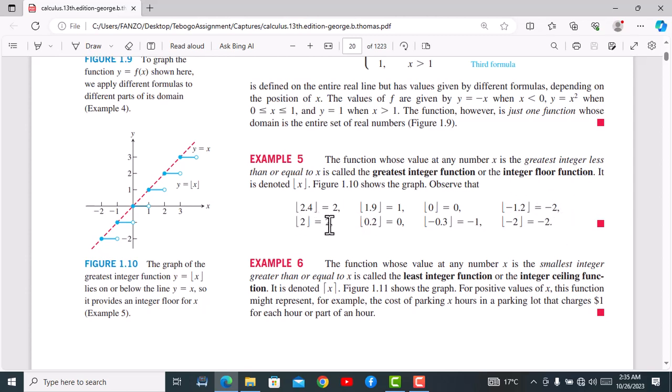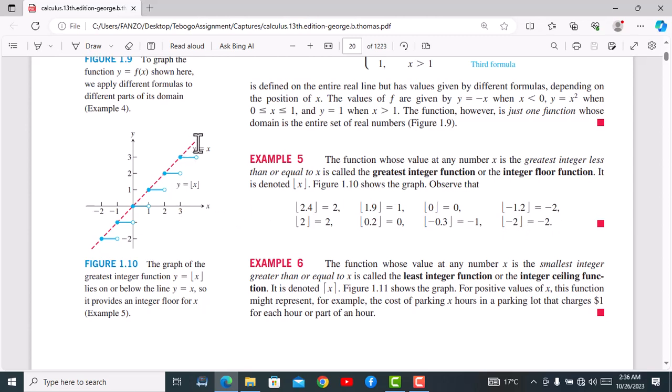And when you are at 2, it gives you a value of 2. And when you are at 0, it will give you 0.2. And then when you are at negative 1, negative 0.3. And when you are at negative 2, it will give you negative 2. So this is the greatest integer function.